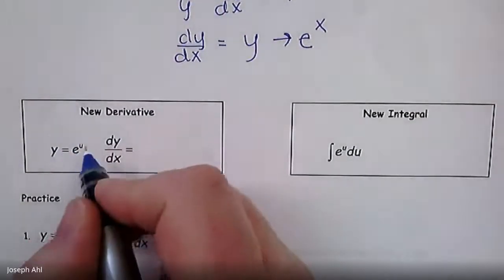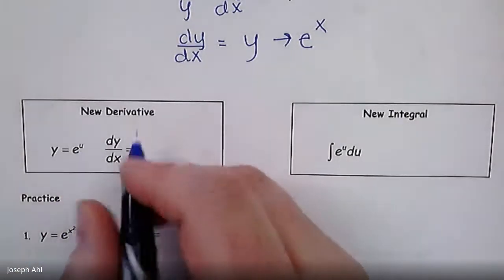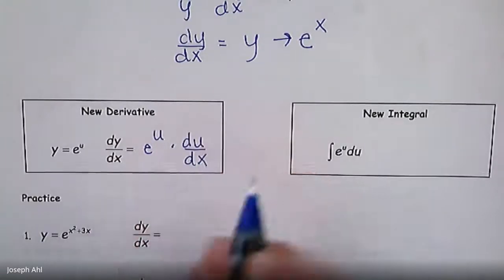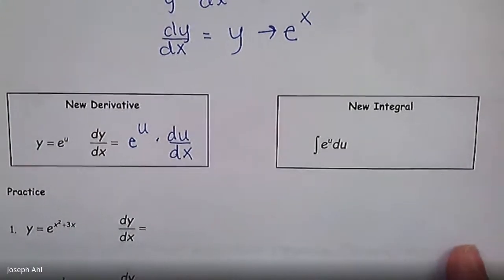If I have e to the u such that u is a differentiable function of x, the derivative dy dx would be e to the u times the derivative of u with respect to x. Okay, so we will have some chain rule pieces that we follow if we have e to a power other than just x. And then for the integral of e to the u, well, guess what?